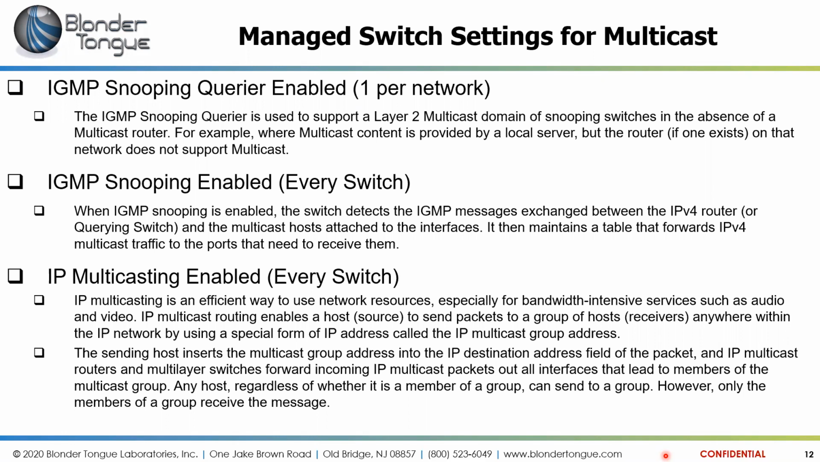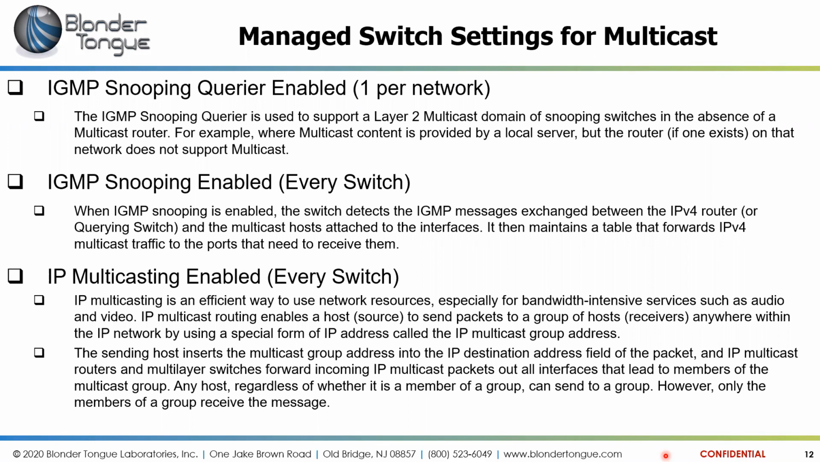And then IP multicasting enabled on every switch. Again, it's an efficient way to use network resources for bandwidth-intensive services such as audio and video. Well, we're talking about IP video here. IP multicast routing enables a host, the source, to send packets to a group, the receivers, anywhere within the network by using a special form of IP address called an IP multicast group.